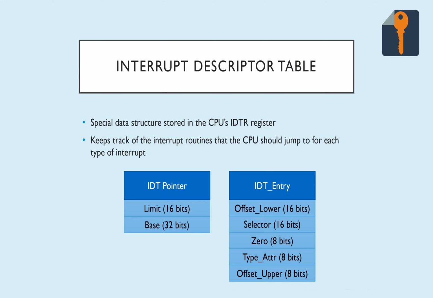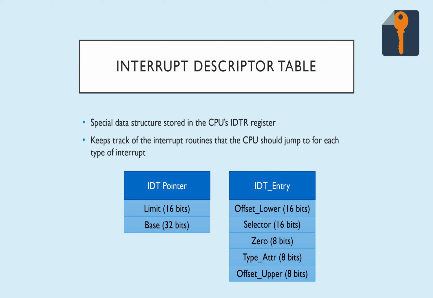So the interrupt descriptor table, what is it? Why do we need it? It is a special data structure, and the CPU actually has a dedicated register for this data structure called the IDTR register, and it keeps track of interrupt routines that the CPU should jump to for each type of interrupt. So the IDTR register holds that little table you see on the right, the IDT pointer, which has the limit and the base of our interrupt descriptor table.